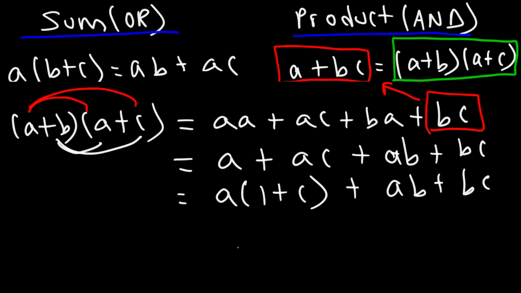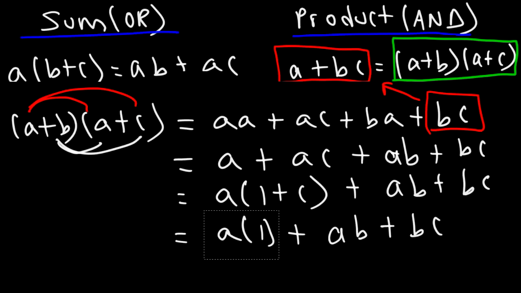Now, if you ever forget the properties, sometimes you can just plug in numbers to see what's going to happen. So, does the value of c really matter? So let's say if c is 0, 1 plus 0 is still 1. What if c is 1? 1 plus 1 is still 1. So 1 plus c will always be equal to 1. So the value of c does not matter in this expression. So we could just replace 1 plus c with 1. And so we have a plus ab plus bc.